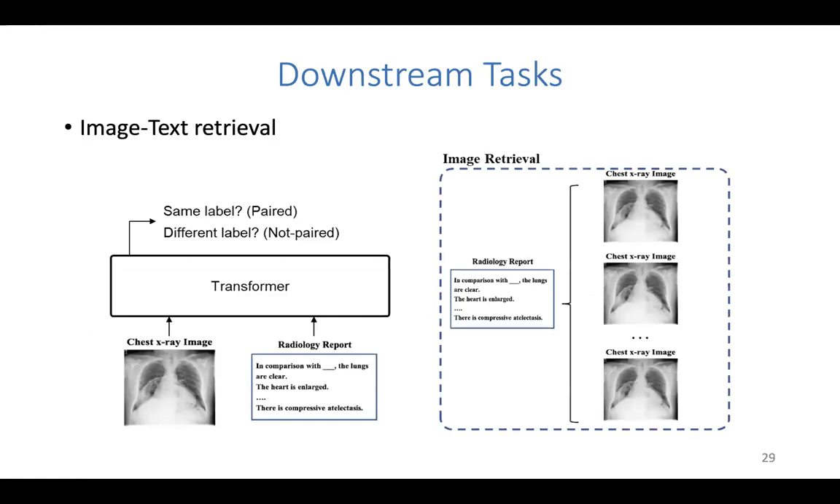For image text retrieval, you fine-tune the model to perform image to text retrieval or text to image retrieval. Using the CLS token, given an image and a report, you generate a score for whether they're from the same pair or not. So for image retrieval, given a report, you try to find the most relevant image. You use the CLS token to score a pair of text and image, then you rank them, and select the one that has the highest score.